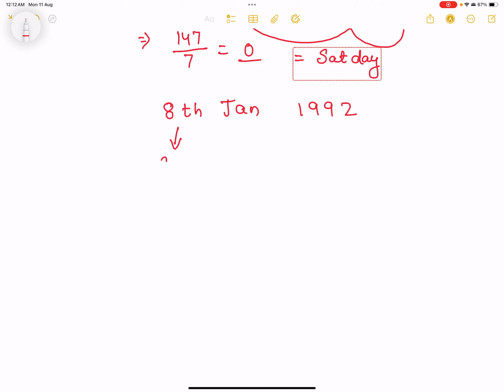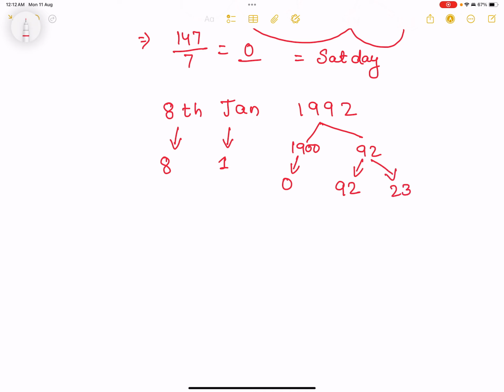8 will be 8. Jan code is 1. 1992 is divided into two parts: 1900 and 92. 1900 code is 0. 92 will be as it is, 92, and in 92 years, 23 leap years are there. If I am not correct, 23 leap years are there. Okay, so 8 plus 1 is 9, 9 plus 92 is 101, plus 23 is 124.